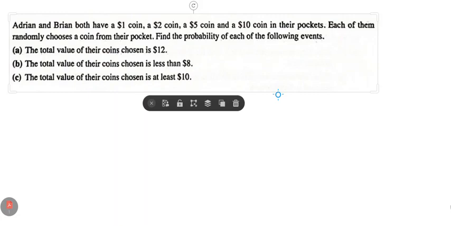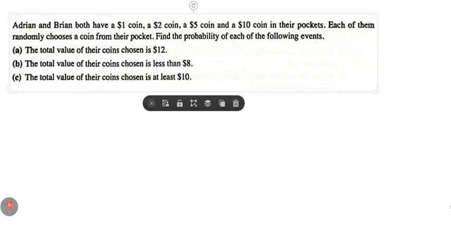Okay, here Adrian and Brian both have a $1 coin, a $2 coin, a $5 coin, and a $10 coin in their pocket. Each of them randomly chooses a coin from their pocket. Find the probability of each of the following events. Now, what we're going to do is determine the total outcome first.